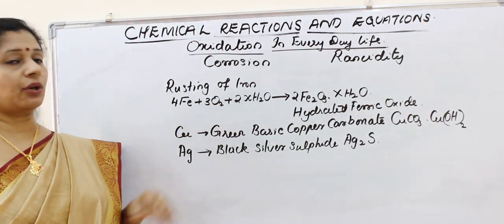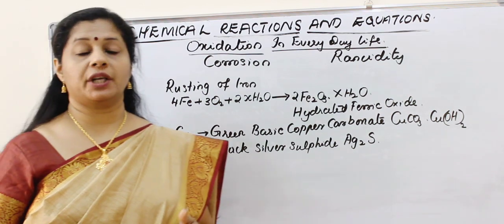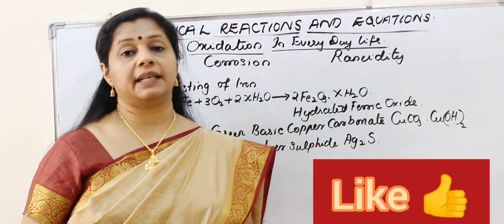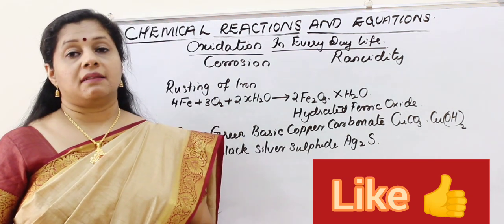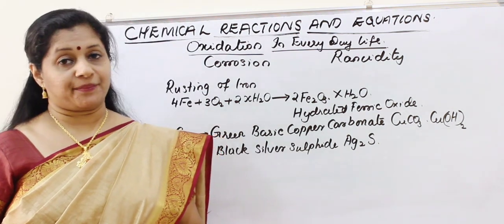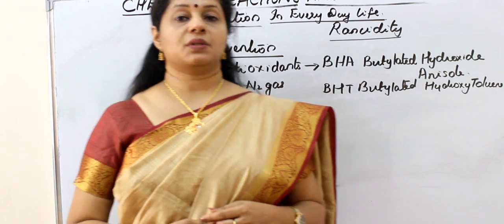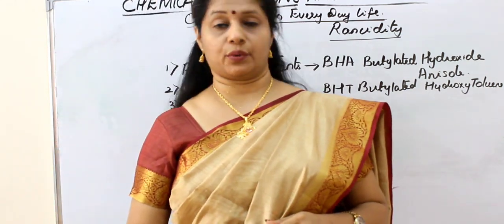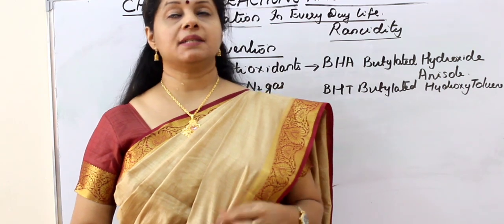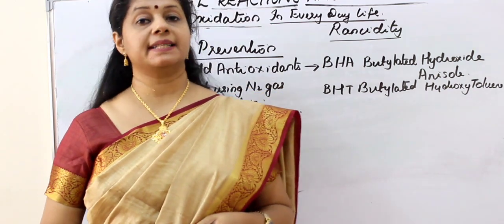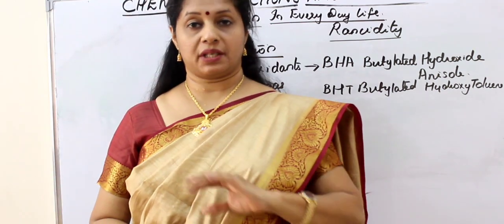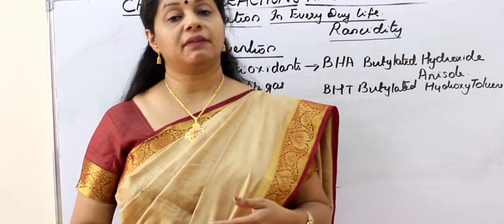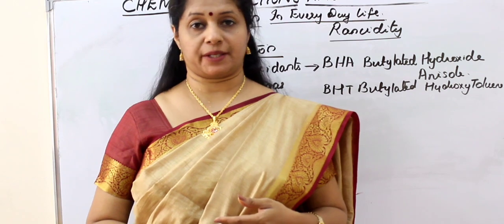So these three you should know: rusting of iron, copper turning green by forming copper carbonate, and silver turning into black silver sulfide are examples of corrosion. In one question paper, I saw a question: what are the disadvantages and advantage of corrosion? Mainly it has disadvantages, but if corrosion advantage is asked, we can say that aluminium on corrosion reacts with oxygen to form an aluminium oxide layer, which will prevent it from further oxidation or corrosion.